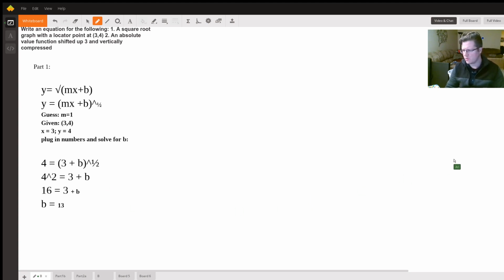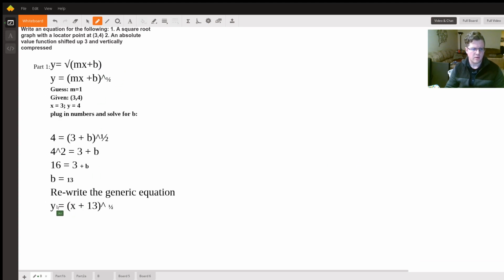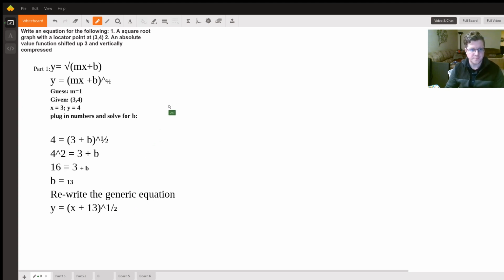Now, rewrite that in the generic equation, y equals the square root of mx plus b, and this is what we get. Okay, and here's our answer. y equals (x plus 13) all raised to the 1/2 power, or square root. Sorry for the formatting issues.